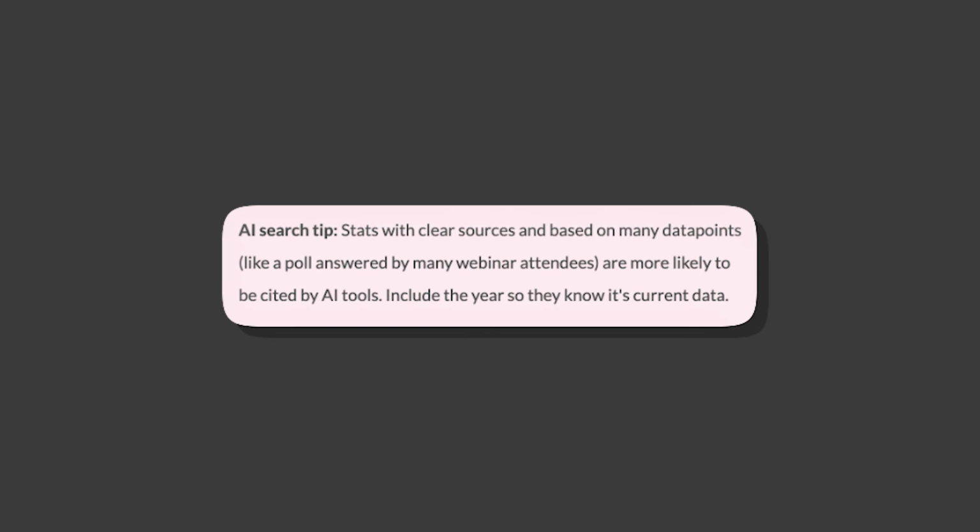And an AI search tip here is that you can put stats with clear sources and based on many data points. For example, a poll answered by many webinar attendees, they are very likely to be cited in AI tools. So include the year so they know it's current data, and mention, for example, how many actually answered it, and it will help you a lot. And that was it for these tips.